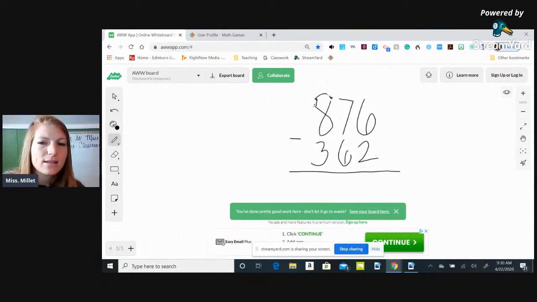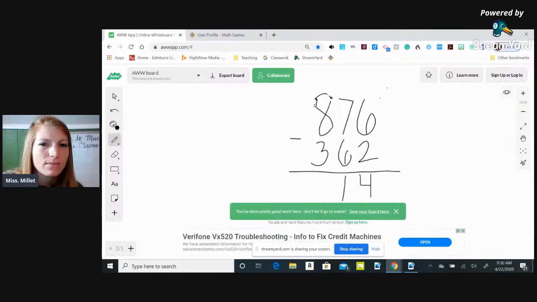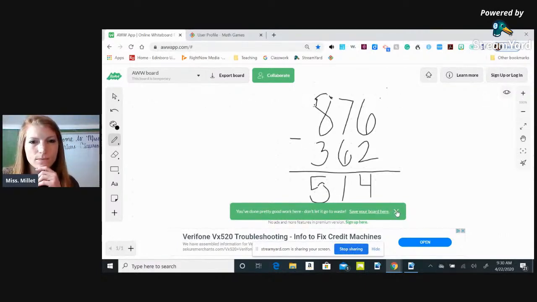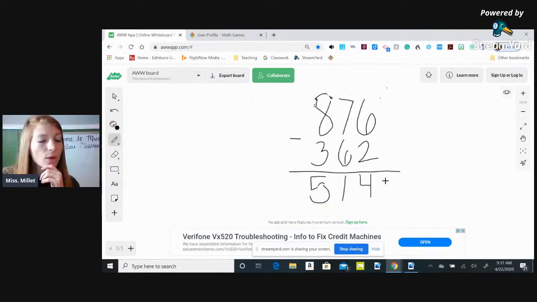The ones, that is this column right here. So 6 minus 2, simple answer. Say it at home as quick as you can. 6 minus 2, which is 4. Now 7 minus 6, simple, 1. 8 minus 3. What is our answer? Oh, pardon my writing on our board here. What is our answer? 514. Remember, take out the word "and."